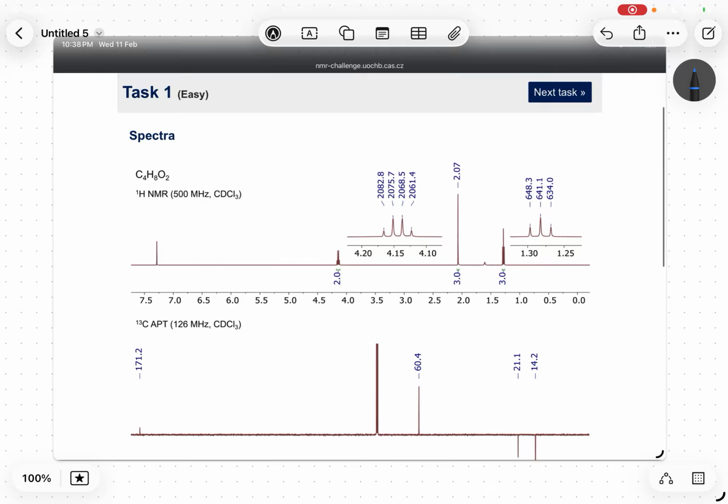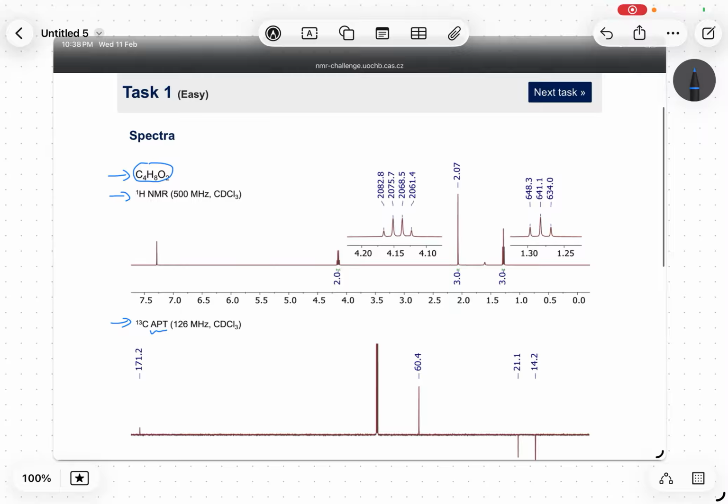Today I'm going to go through the first task in the NMR challenge. So, in this task, we are given a molecular formula, a proton NMR, and a 13C APT. The thing that we can work out from the molecular formula is how many double bond equivalents, or how many degrees of unsaturation, the compound has. And the 13C NMR, and especially the APT, can tell us how many protons are attached to a particular carbon.